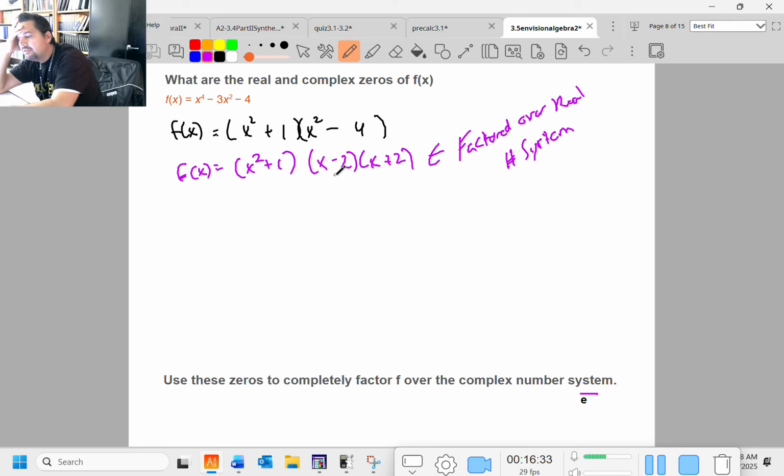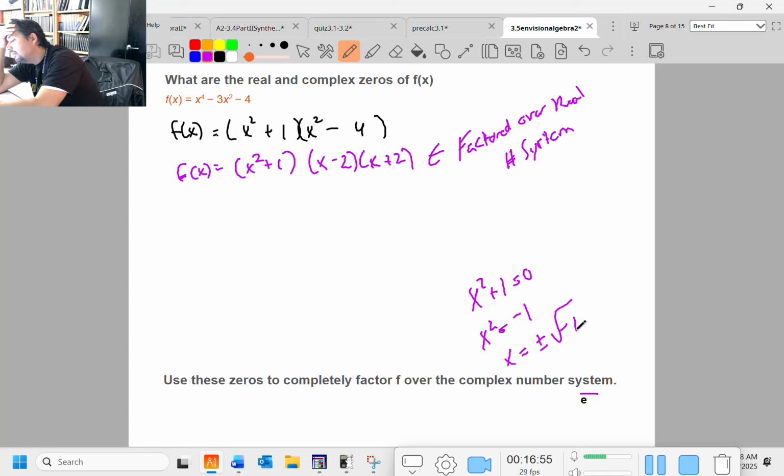Because you can look at this and you can say x is 2 and x is -2. But what about this one right here? What about him? So we're going to use a little bit of the ZPP to figure this out. Let's say that x squared plus 1 is a 0, and it is because it's a factor. X squared is -1. X is plus or minus the square root of -1. And, you know, that's what i is. i is the square root of -1. So x is plus or minus i.